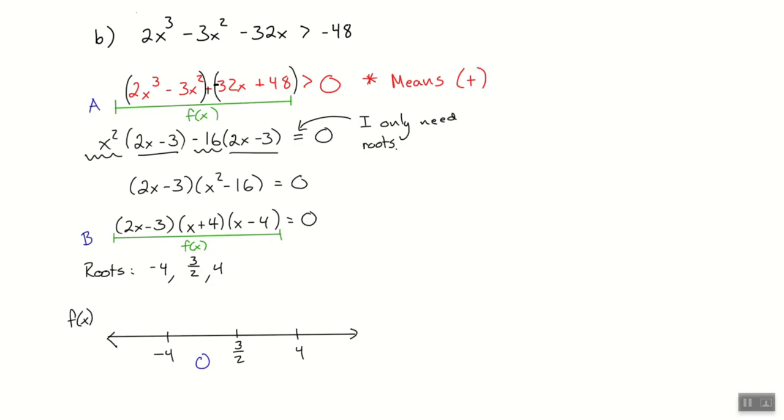And 0 is not nice for this one. But I know it's positive here. So I'm going to go, ooh, too bold. Positive. I'm not going to.